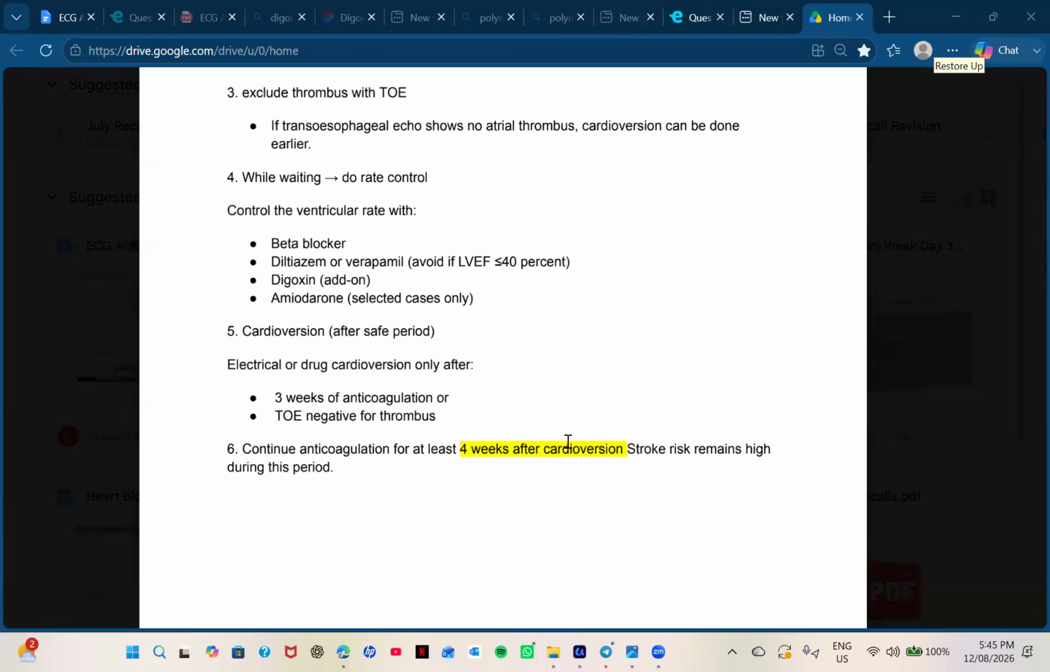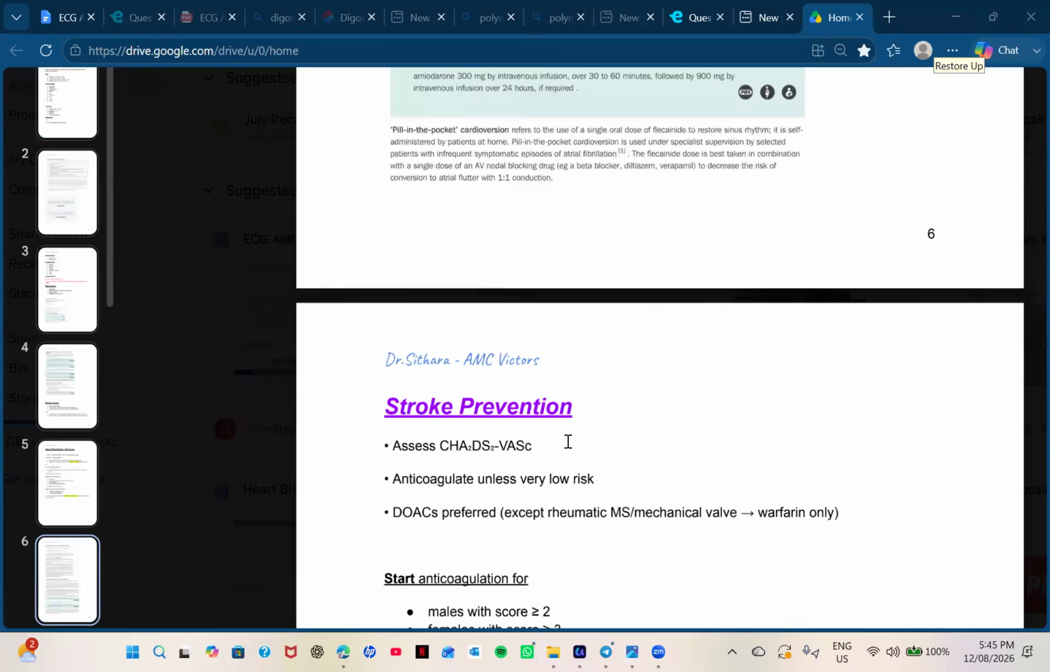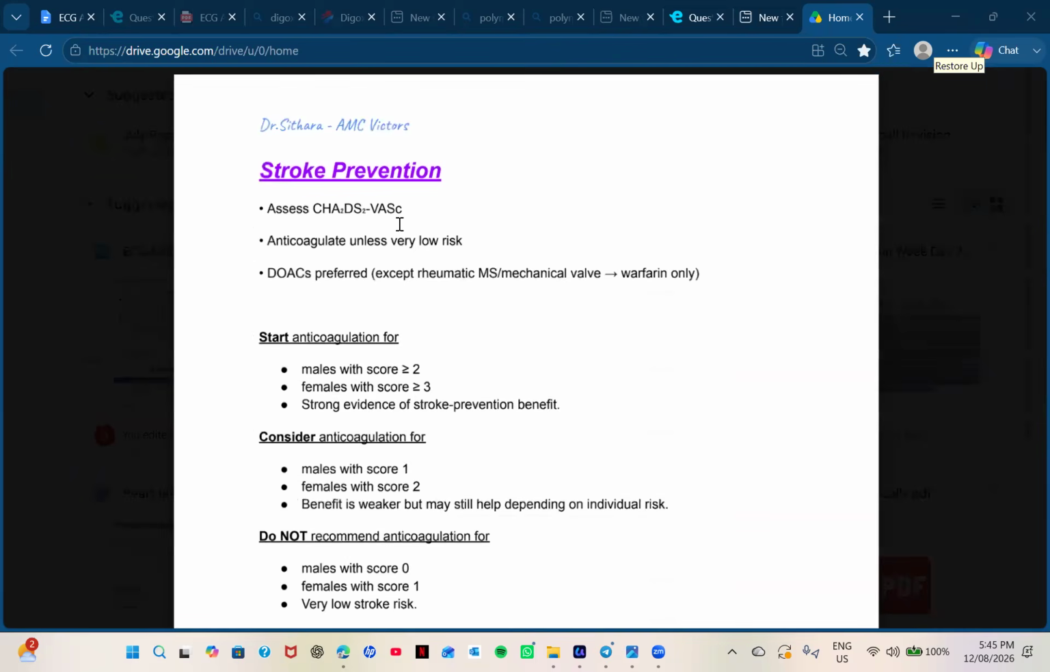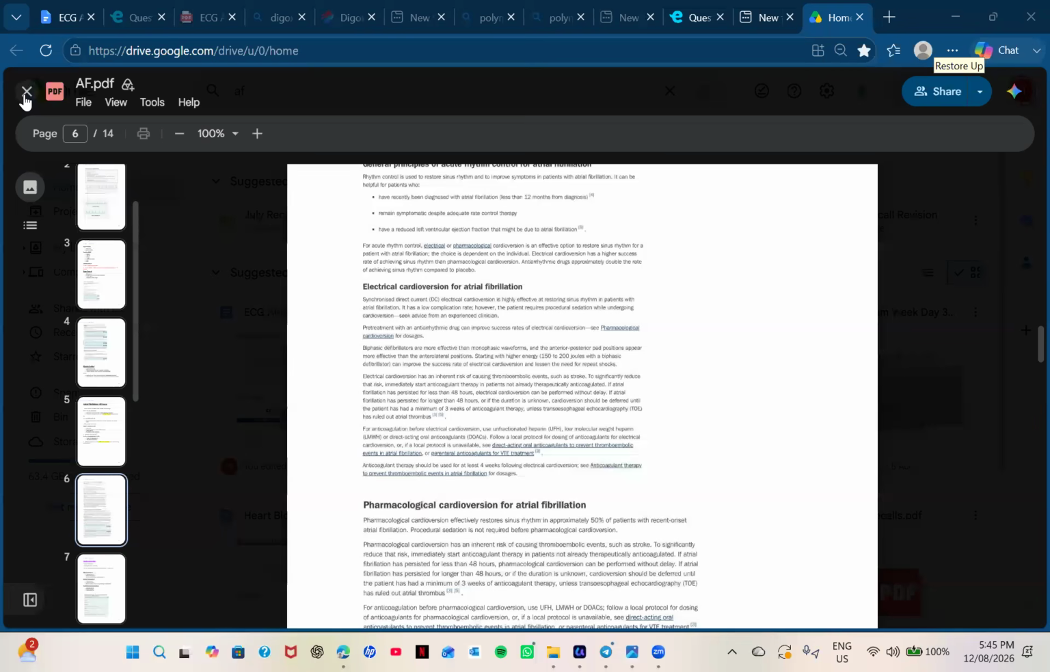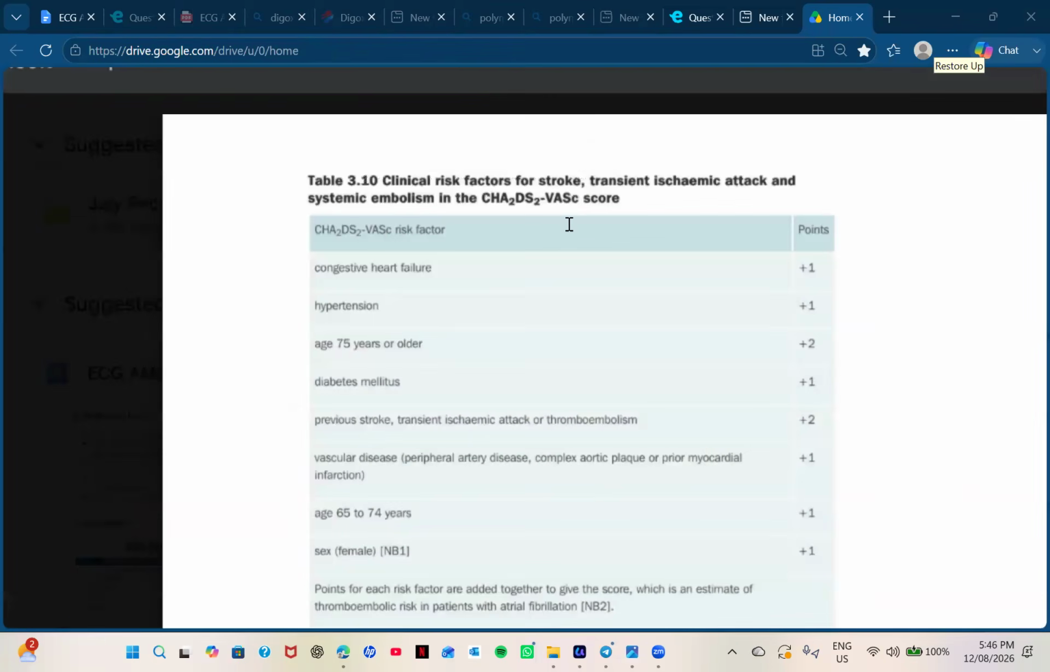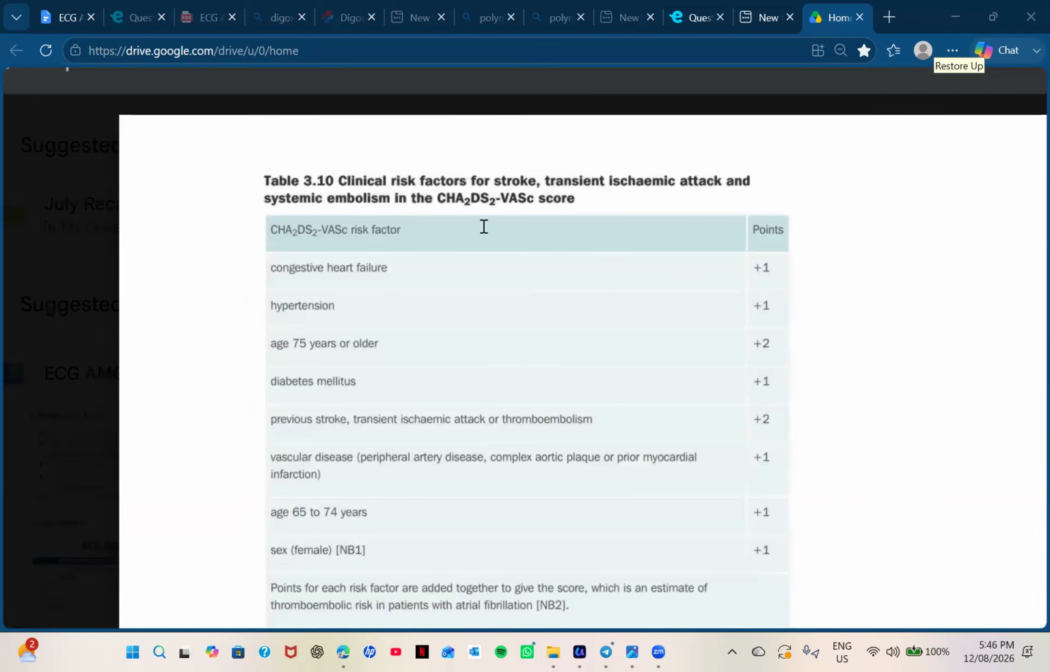Very important. And here you have to think about stroke prevention as well. Stroke prevention according to the CHA2DS2-VASc score, right? Now we are using the CHA2DS2-VA score, not the CHA2DS2-VASc score, because here we still have the VASc score, but now the emergency medicine has mentioned we are using the CHA2DS2-VA score.